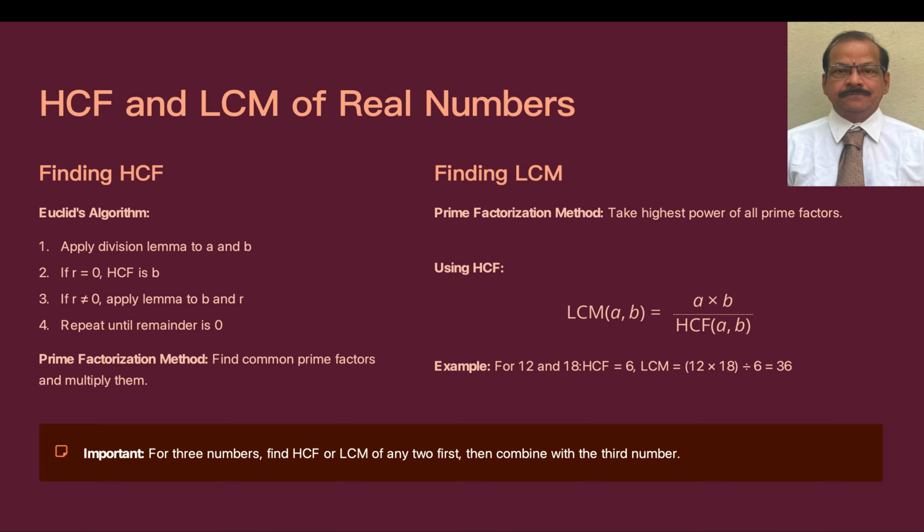Okay, here is one important point. For three numbers, find HCF or LCM of any two first, then combine with the third number. Right. So you have to take two at a time and find out.